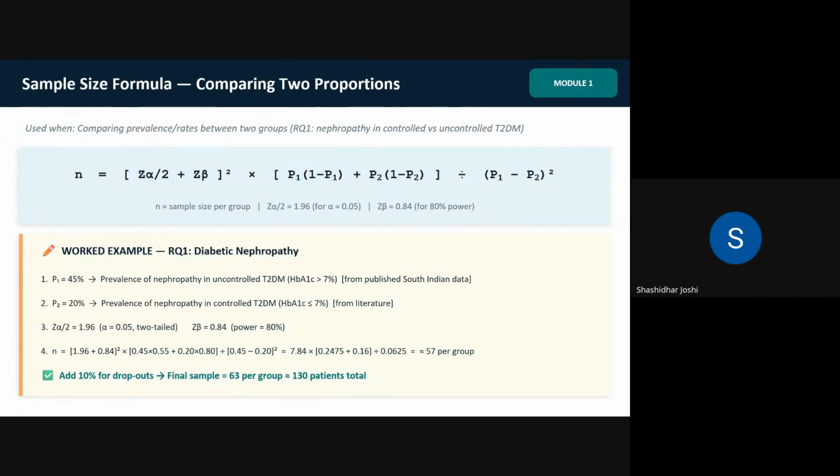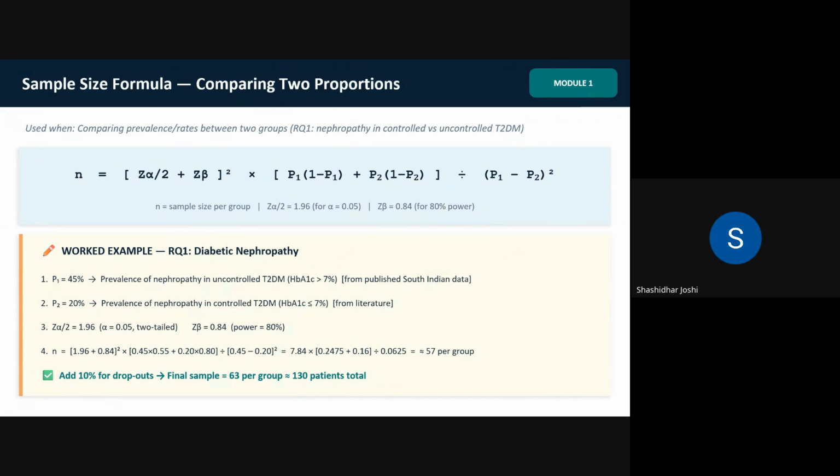Now, what is P1 here? I chose P1 as 45%. Now, who told me to choose? It is not that I just put some value. I put it based on my experience in this industry and some of the literature I reviewed and things like that. So based on that, I put P1 is equal to 45%. That is nothing but the prevalence of nephropathy in uncontrolled T2DM from some South Indian data. But you need not choose this. Again, I'm telling you, you have to refer to the literature appropriately for this. Now, P2, prevalence of nephropathy in controlled T2DM, from literature, which I put as 20%.